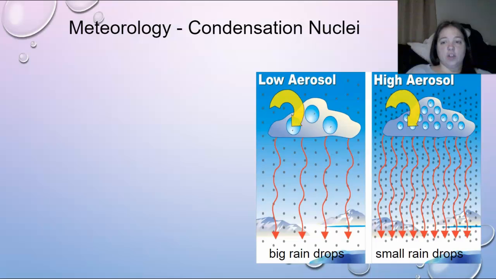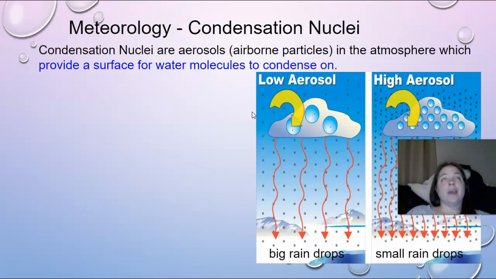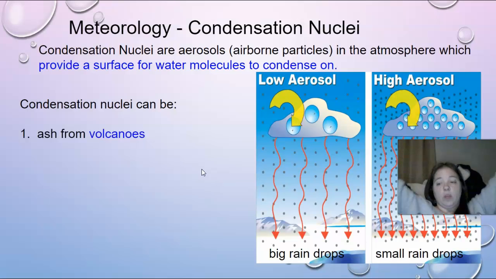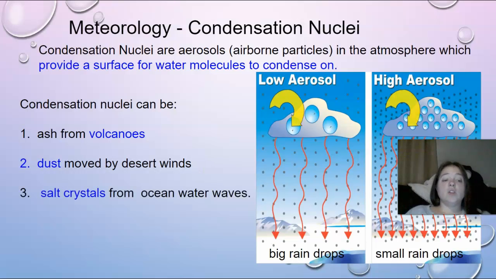So what is a condensation nuclei? A condensation nuclei is, well, they are aerosols or airborne particles in the atmosphere, which provide surface for water molecules to condense on. What could be a condensation nuclei? Well, first off, you have ash from volcanoes, because when volcanoes explode, they spew out a whole bunch of ash. That is considered an aerosol. Then you've got dust from desert winds, and last but not least, salt crystals from the ocean water waves.